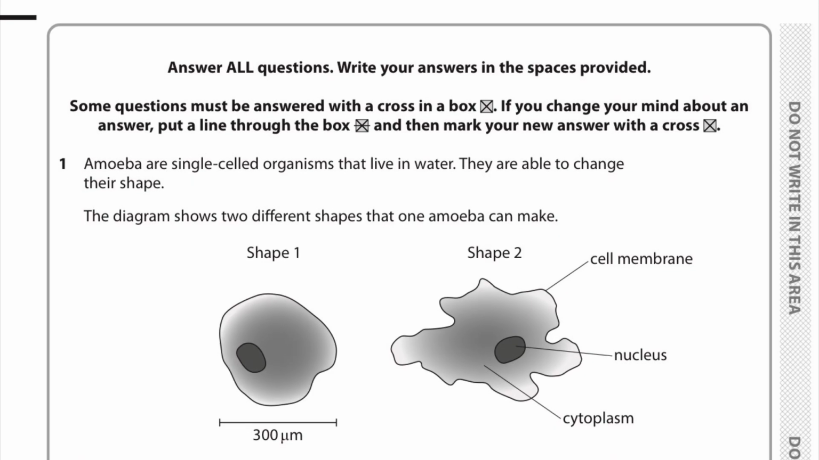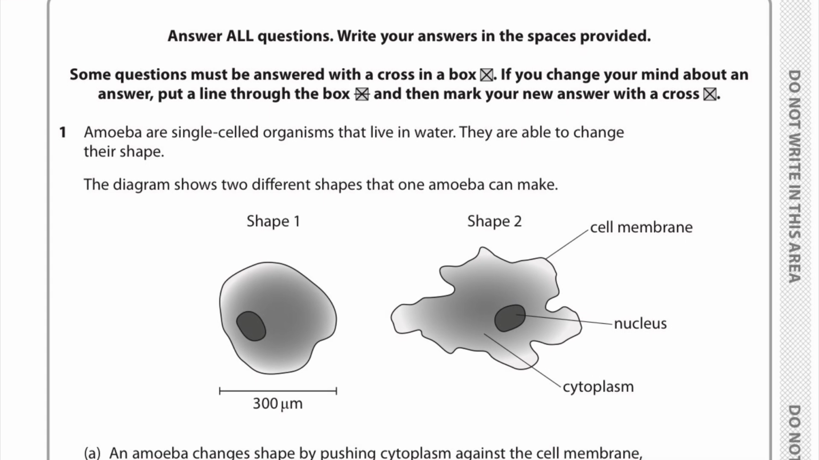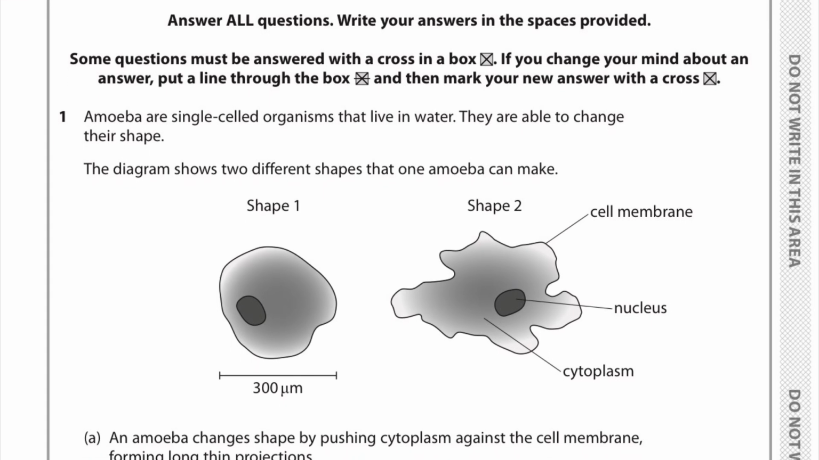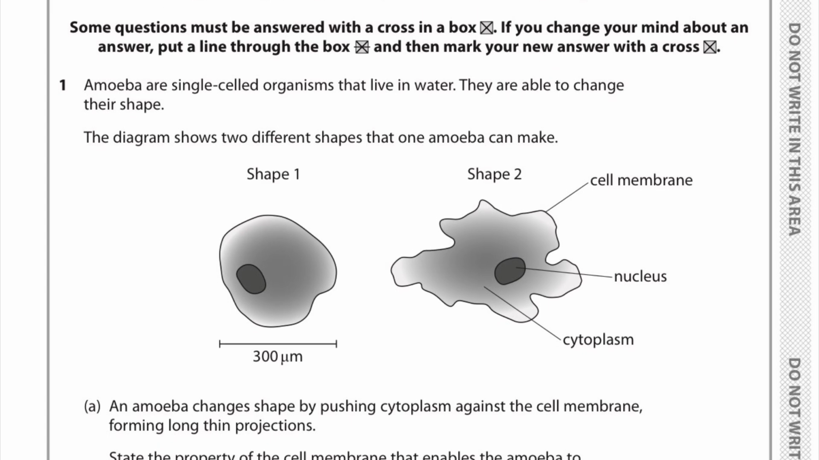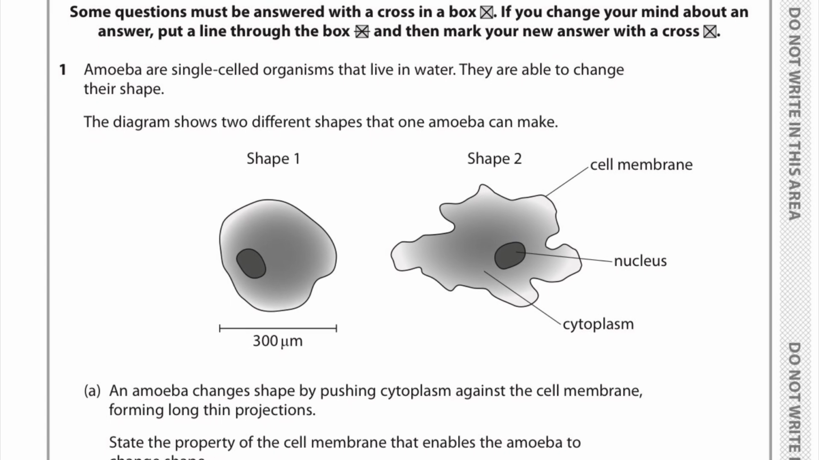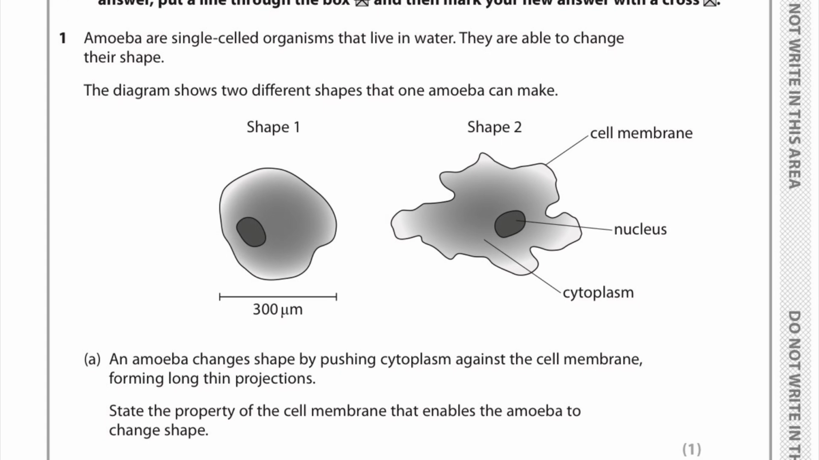In question 1, amoeba are single-celled organisms that live in water. They are able to change their shape. The diagram shows two different shapes that one amoeba can make, so we see shape 1 and shape 2. The membrane of shape 2 has projections, while that of shape 1 doesn't.